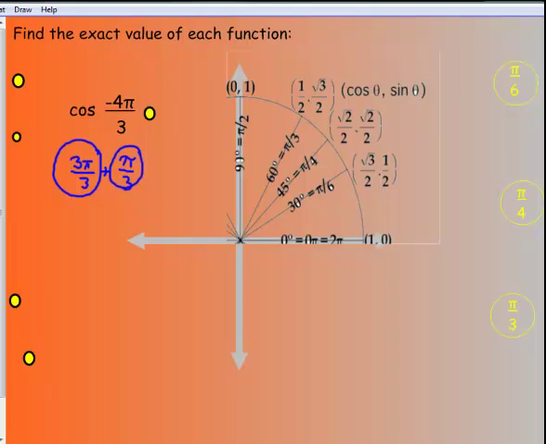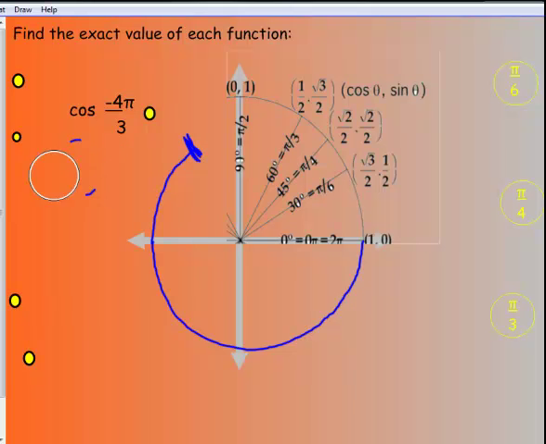I went a full pi, and notice it's negative, so I'm going backwards. A full pi is 180 degrees, so I went 180 degrees and then a third of the way more. So I didn't quite make it out of the second quadrant because half would make it out, and I'm only a third, so I know I'm here in the second quadrant.